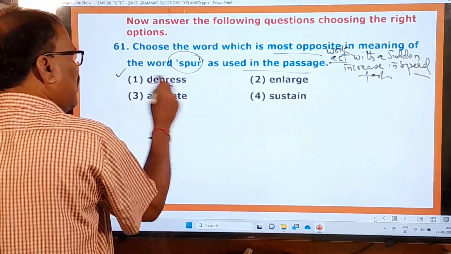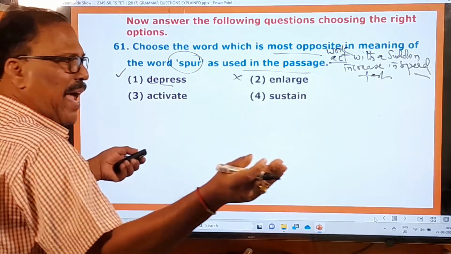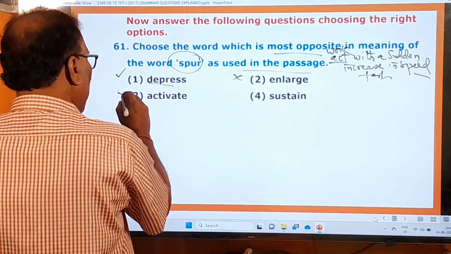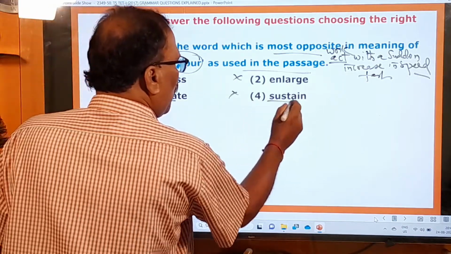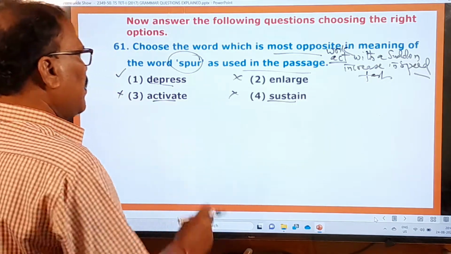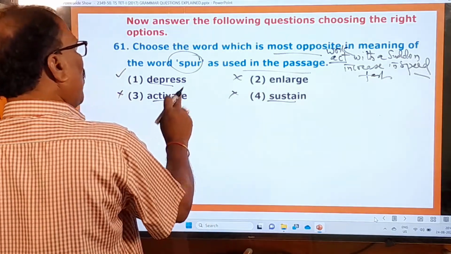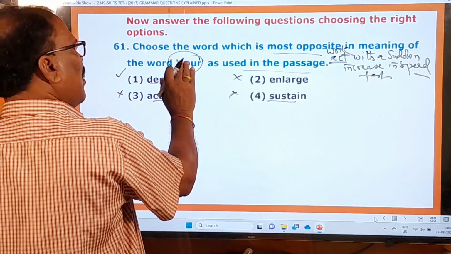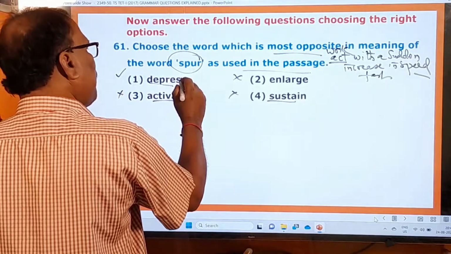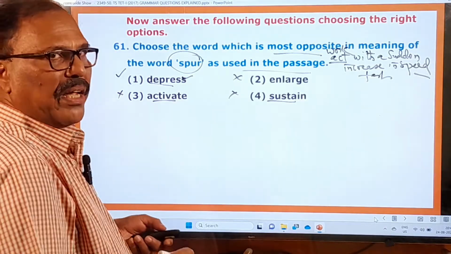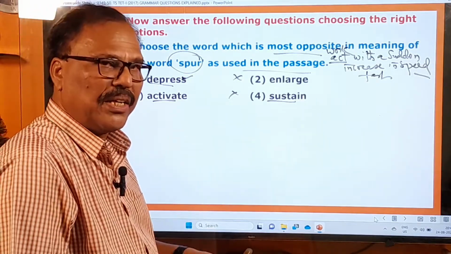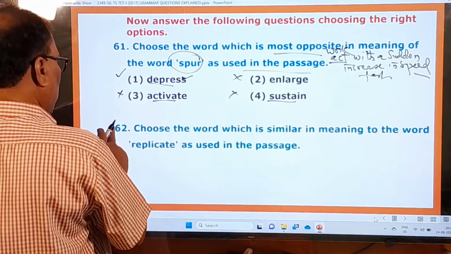So the first one is the right one. Enlarge means expand. Activate is also not correct. Sustain means to prolong. So enlarge, sustain, activate are not the opposite of spur. Only depress is right. Depress means to act very slowly. Now let's go to the second question.